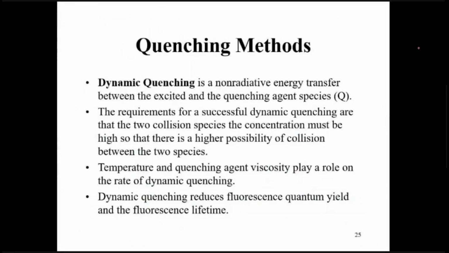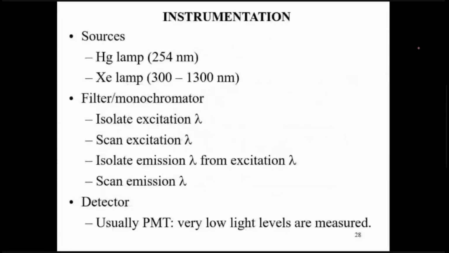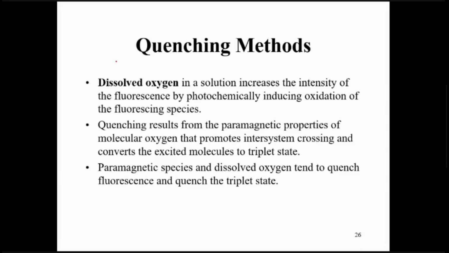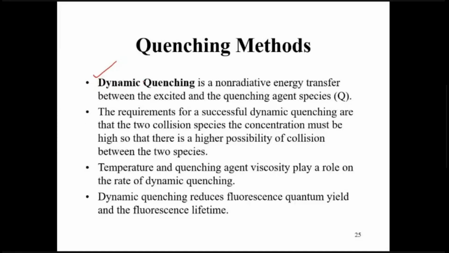We need to come to the quenching now. Quenching is the decrease in the intensity of the fluorescence. There are certain types of quenching. One is called dynamic quenching. The other quenching is resulting from dissolved oxygen, and there is also something called static quenching. So let us see all of them one by one.